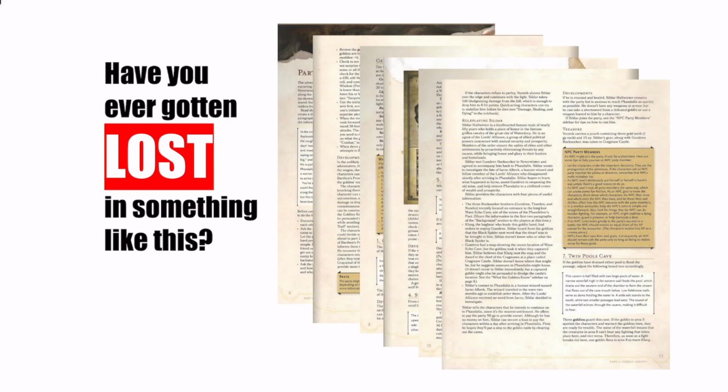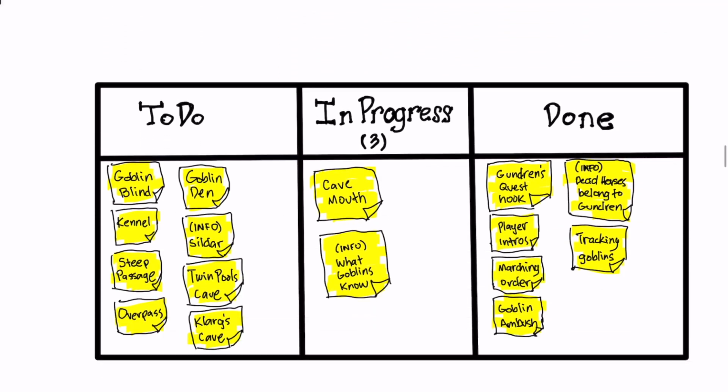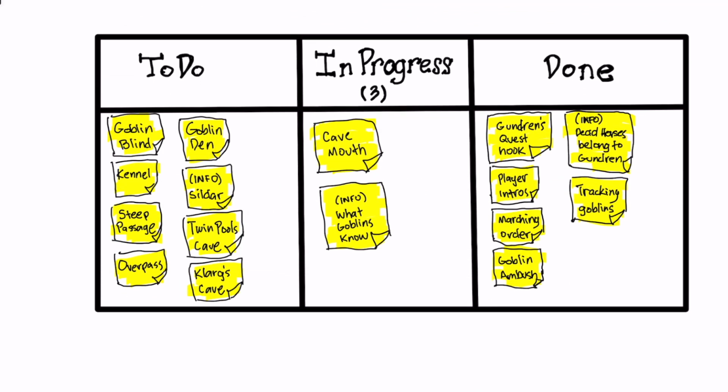But what if you had a way to quickly, in one glance, see what you're currently doing, what is coming up, and what you've already done? What if instead of this long document, you were instead looking at something like this? So this was taken from The Lost Mine of Phandelver, the adventure from the 2014 D&D starter set. Without knowing anything else, does taking a quick look at this board give you an understanding of the game? What has happened?